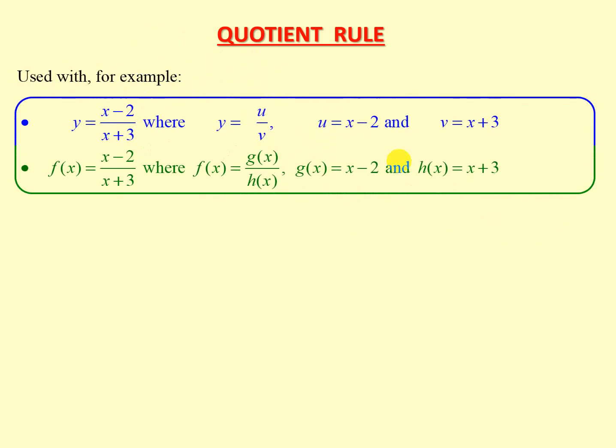Here are some examples. The first example, a binomial over a binomial. Very simple, but this cannot be differentiated by the basic principles which we've done so far. So we look at it as u over v, where u is equal to x minus 2, v equal to x plus 3. Or define it as a function, f of x equals the same thing, where f of x is g of x over h of x, and g of x is x minus 2, and h of x is x plus 3.